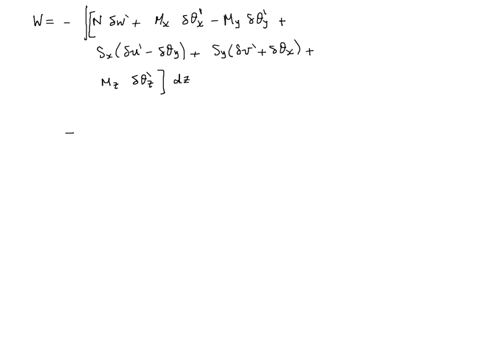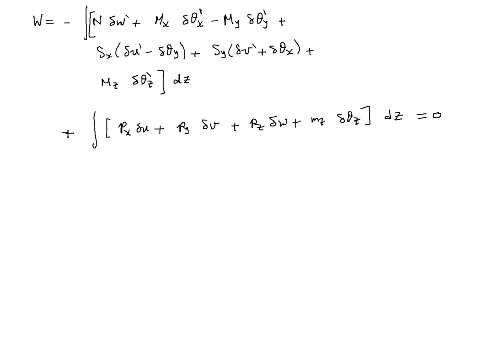This is the internal, and then the external is the integration of dx delta u plus dy delta v plus dz delta w plus mz delta theta z. And this has to be zero for every choice of delta theta x, delta theta y, delta theta z, delta u, delta v, delta w.